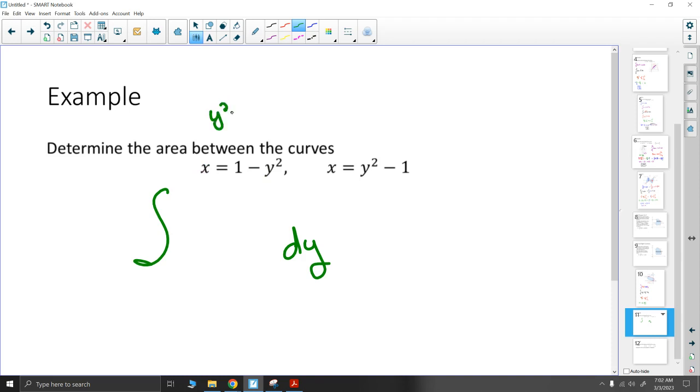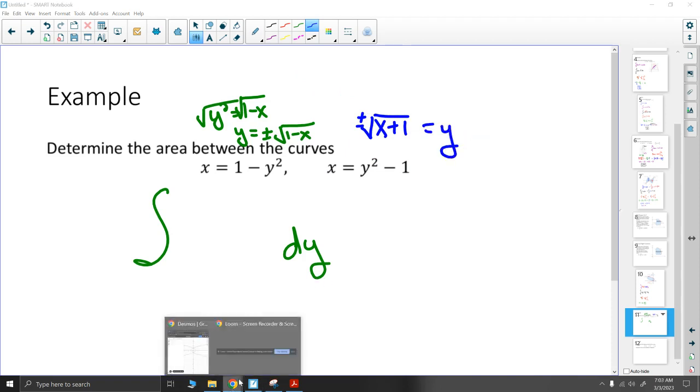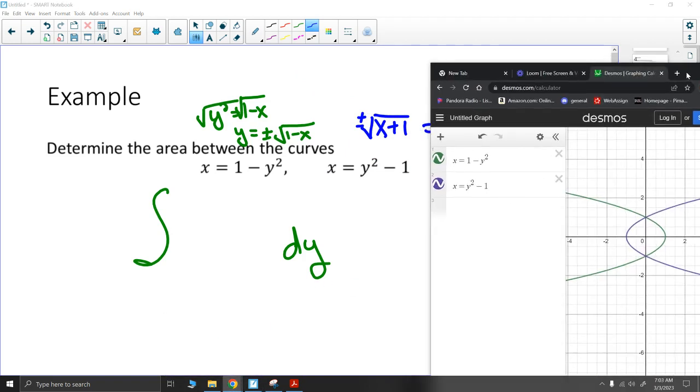We'd have y squared equals 1 minus x, take the square root, we get y equals plus or minus the square root of 1 minus x. And then over here, same thing, add the 1, square root it. We'd have plus or minus the square root of x plus 1 is equal to our y. So let's just take a look at that. If we want to think about it in terms of x, that's doable.